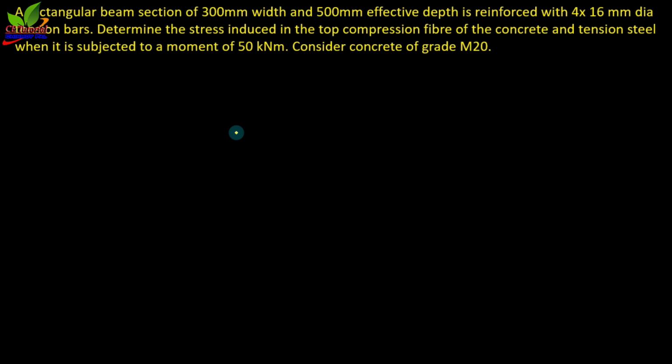Now this is one problem of the working stress method, and this is a singly reinforced beam. A rectangular beam section of 300 mm width and 500 mm depth is reinforced with 16 mm dia tension bars. Determine the stress induced in the top compression fiber of the concrete and in the tension steel when it is subjected to a moment of 50 kN·m. Consider concrete grade M20.